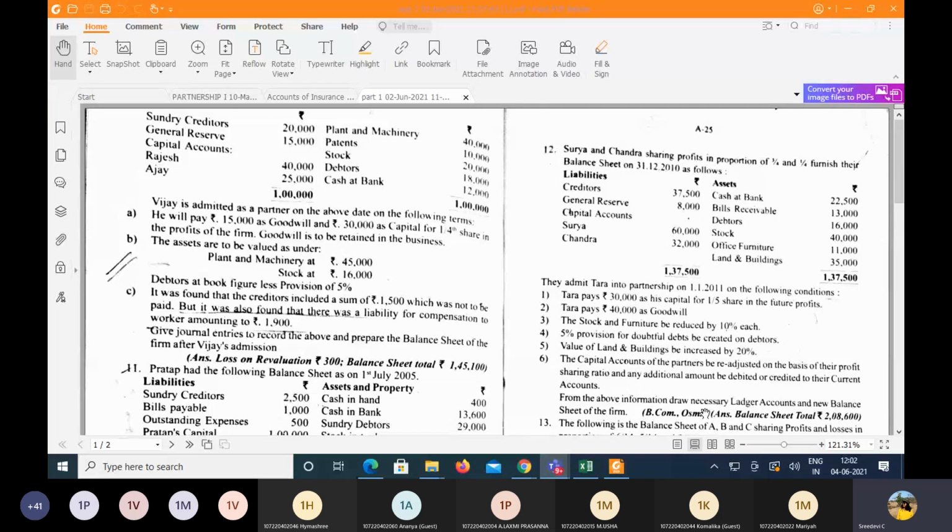So here I will slightly modify the question. Let us not go with the current accounts, let us just go directly with the capital account, so that initially you will not be led into any sort of confusion. Okay, so now let's go with the solution here.